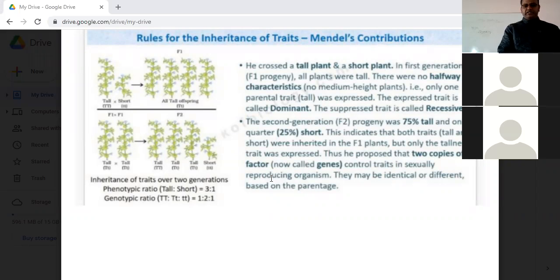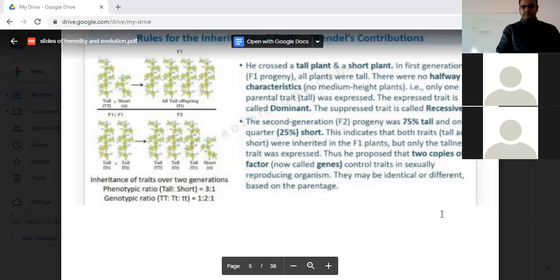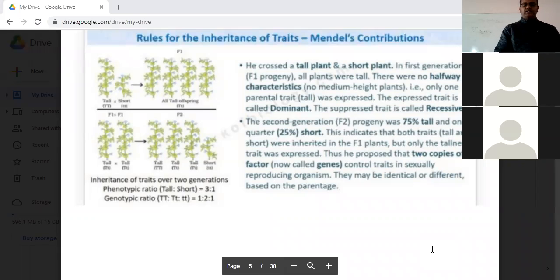Very good, Aryan. Well explained. That is, in the F1 generation, we are taking the tall plant and the short plant, we are crossing them. The offspring which we are getting is completely tall. This indicates that tallness is dominant over dwarfness.